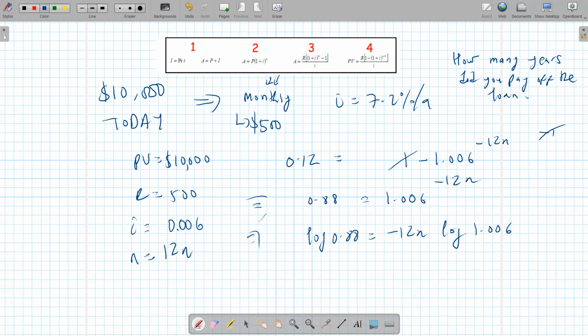You divide by log. So log of 0.88 divided by log of 1.006 is negative 21.369 equals negative 12n. What now? Then you divide by negative 12. So you get n equals 1.78 years, or weeks or months? Years. Exactly, and that's the final answer.